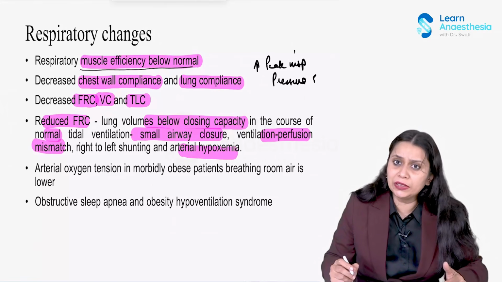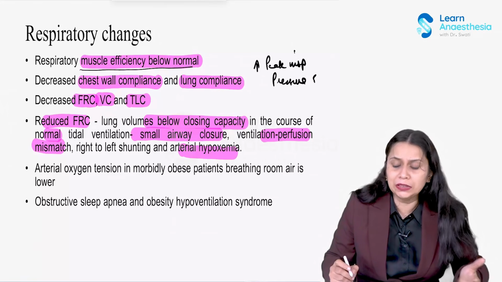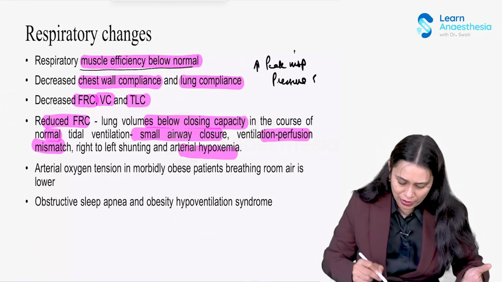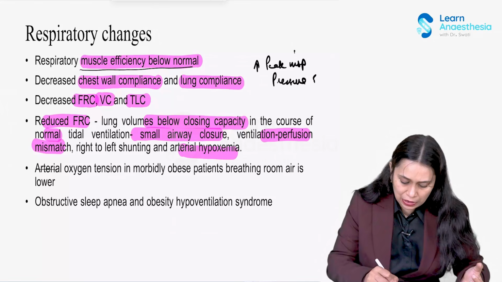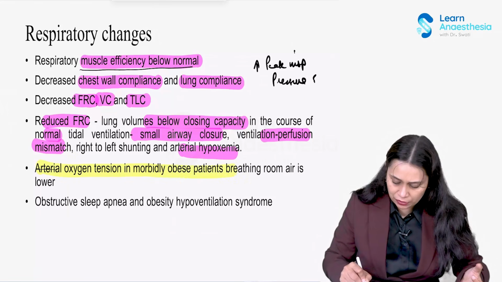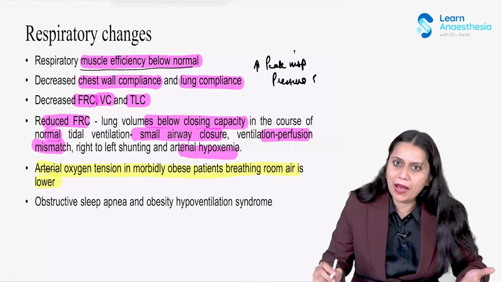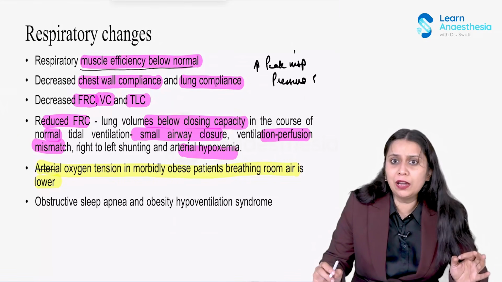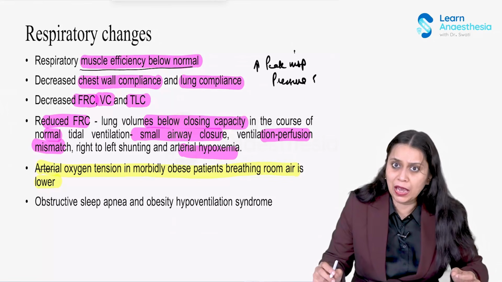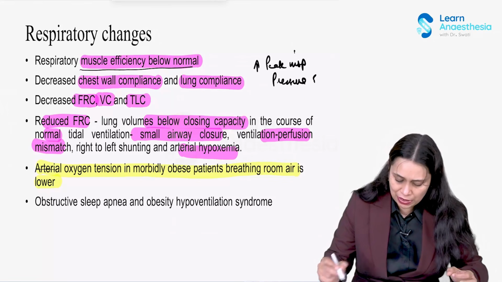So arterial oxygen tension may be less in the obese patient. In an obese patient, the arterial oxygen tension would be less when they are breathing room air, and this would be one of the markers of the severity present in these patients, right?